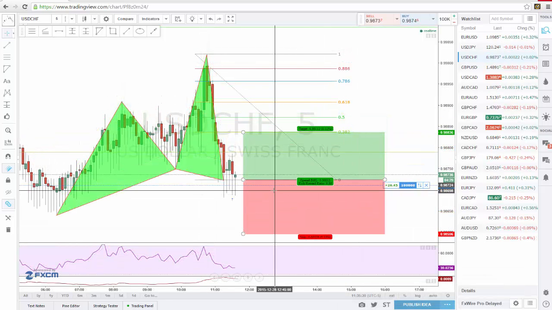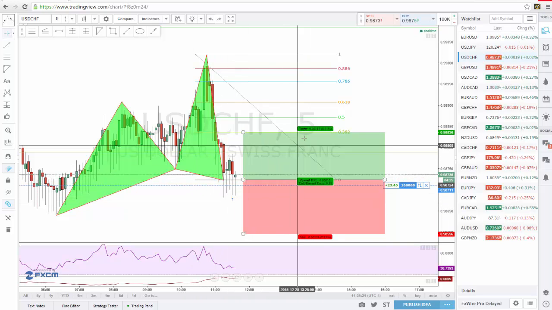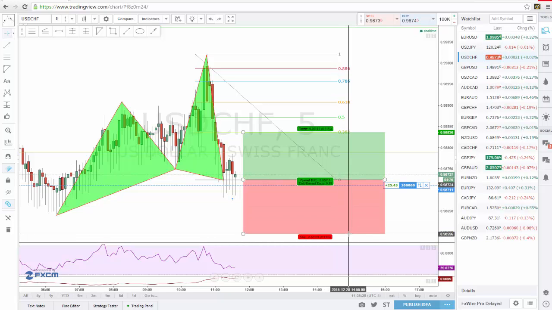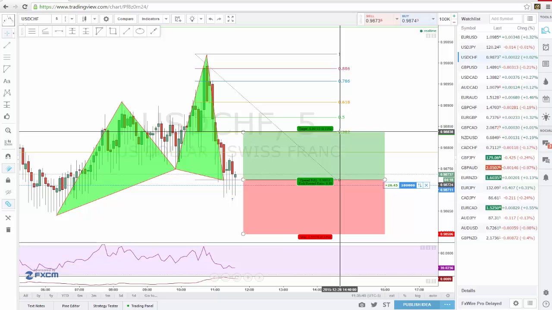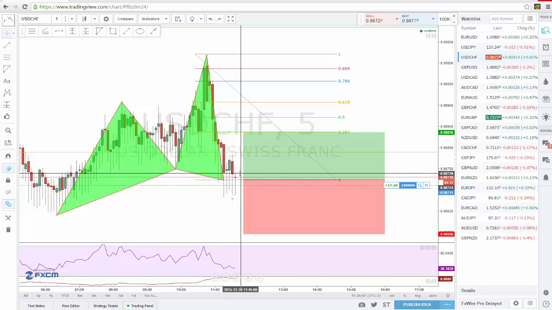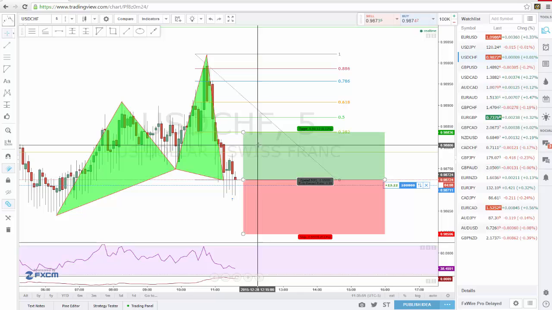So there we go guys, we've been filled on the dollar Swiss cipher pattern here. So the next step I'm going to take is go ahead and place my stops and targets. Stops right down here and targets right up here, and we will see how this trade plays out. Right now bouncing around the entry, and hopefully we'll rally up a bit and come up here and hit targets.